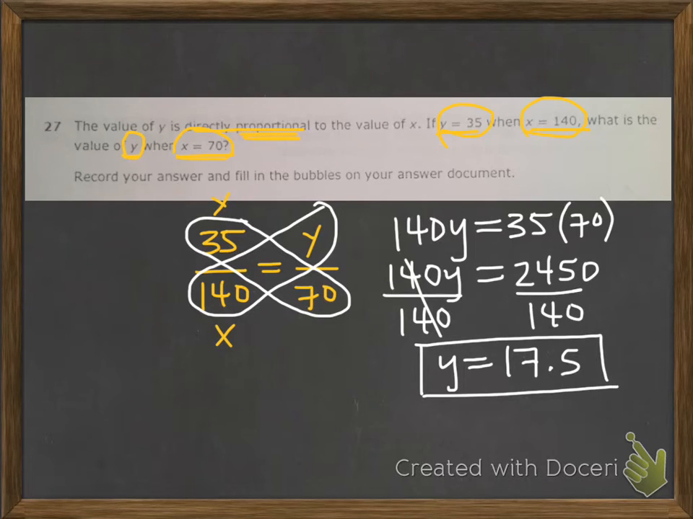Remember, you'll never bubble in a fraction. You'll never bubble in an ordered pair or an equation. They're usually just going to be like one number answers. So you would just bubble in 17.5. Remember, the bubble grid questions are usually some of the easier questions, so don't skip them because you're not sure.